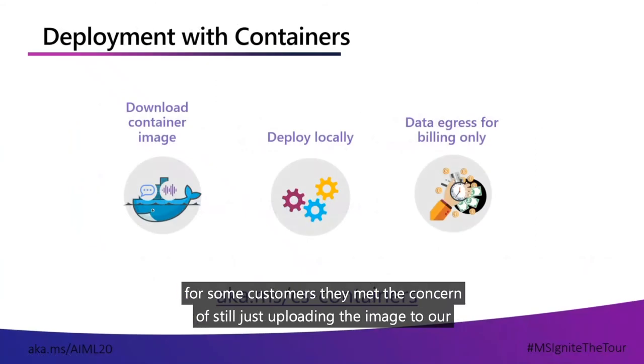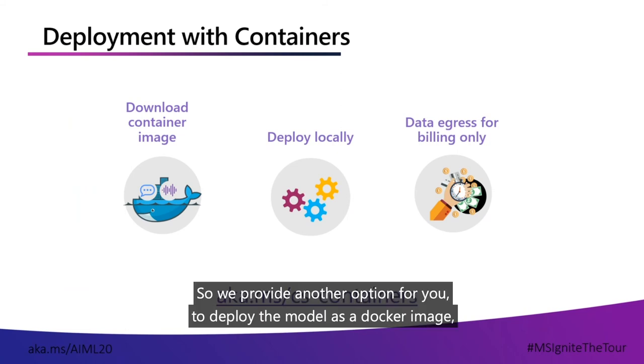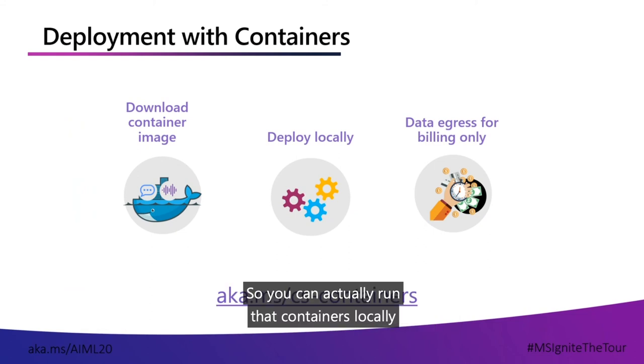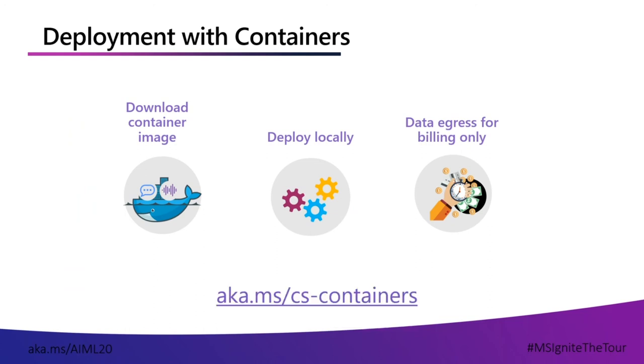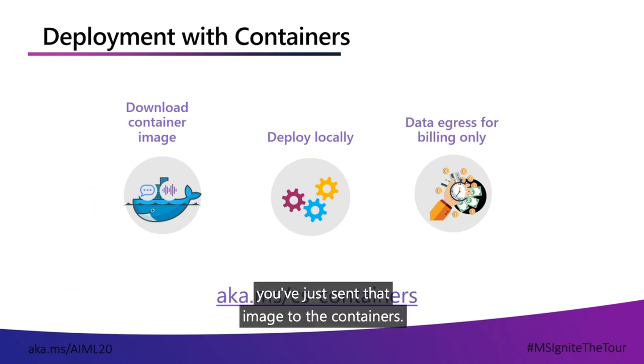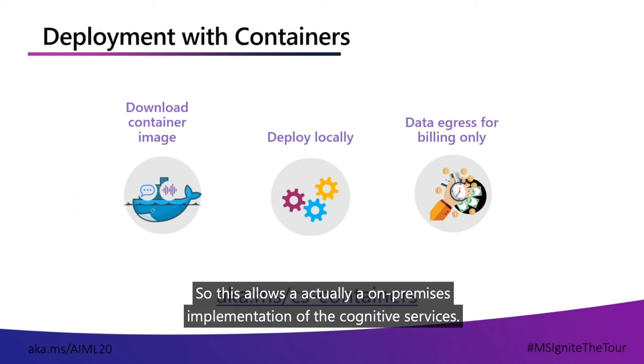And then some customers may still have concerns about uploading their images to our public cloud. So we provide another option for you to deploy the model as a Docker image. You can run that container locally, and whenever you want to do classification or analysis, you just send the image to the container's endpoint instead of the public cloud endpoint. This allows an on-premises implementation of the cognitive services.